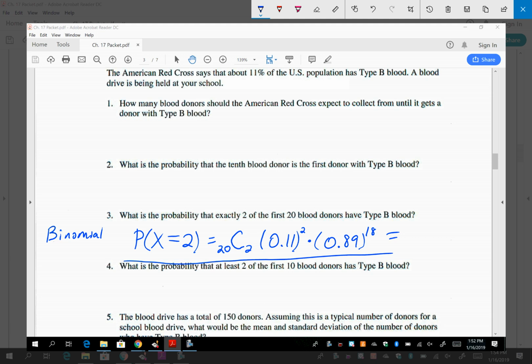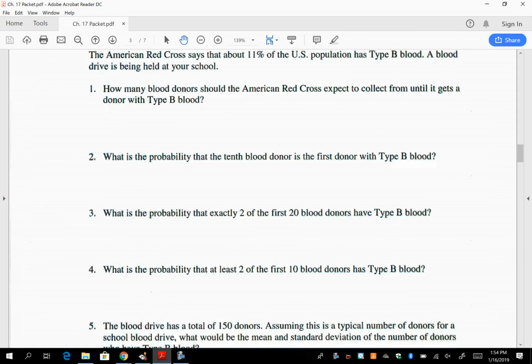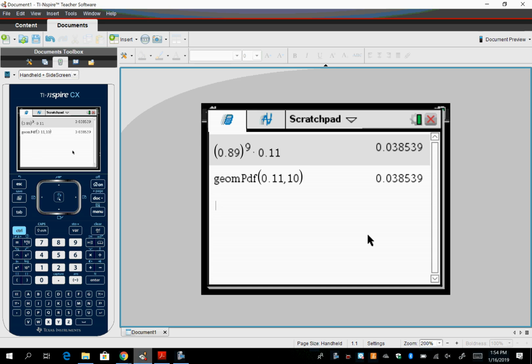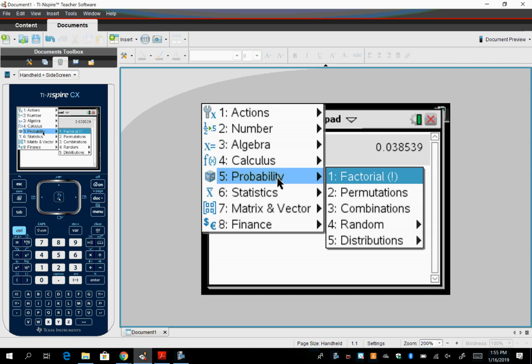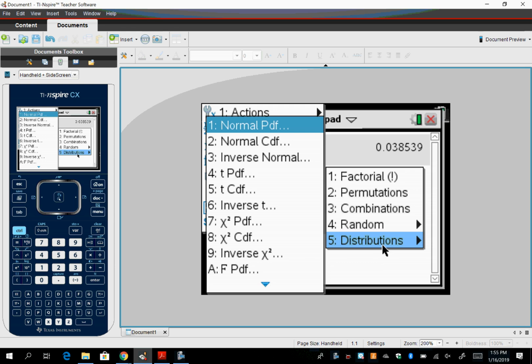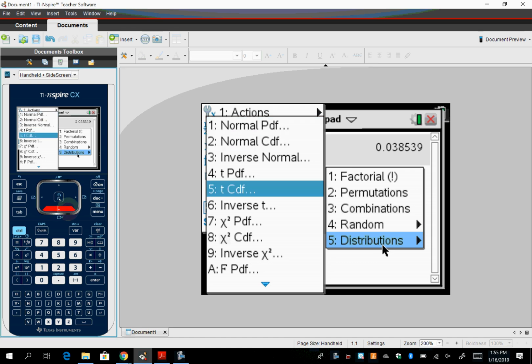All right? So here we go. Menu. Did you get it, Tanya? Did you end up getting it? Excellent. Menu. Probability. Distributions. Scroll all the way down.